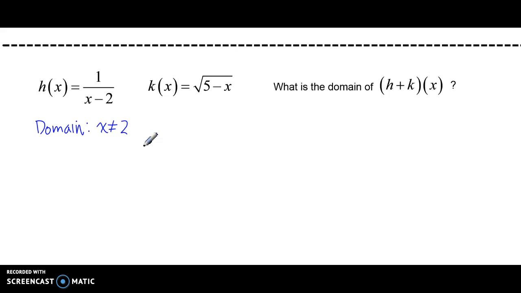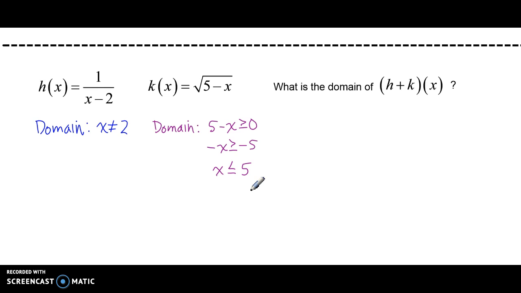You can plug in anything you want, except if you plug in 2, you're going to divide by 0, so plugging in 2 is illegal. And then this one here, the domain, well, it's a little trickier to figure out. 5 minus x cannot be negative, so it has to be bigger than or equal to 0, which ends up actually meaning that x has to be smaller than or equal to 5. And if you think about it, that makes sense. If you tried plugging in 6, you'd go 5 minus 6, and you'd be doing square root of a negative. But if you try plugging in 4, 5 minus 4 comes out positive, and everything's fine.